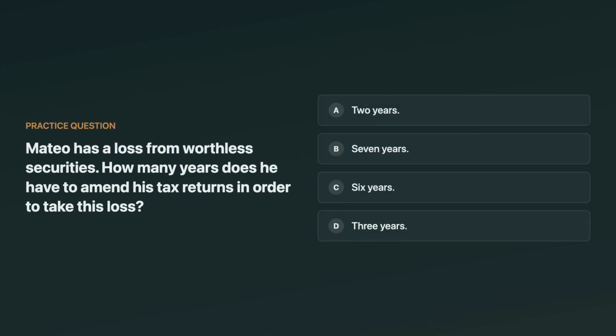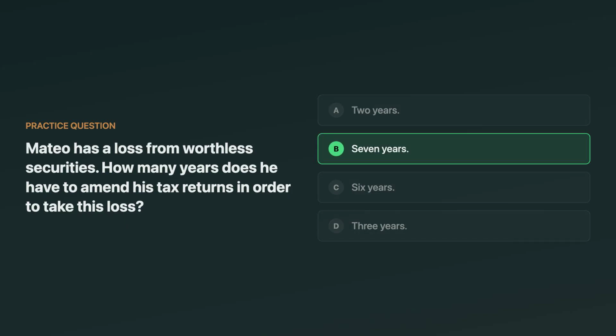Mateo has a loss from worthless securities. How many years does he have to amend his tax returns in order to take this loss? The choices include 2 years, 7 years, 6 years, or 3 years. Think about it. This is one of those statute of limitations exceptions.